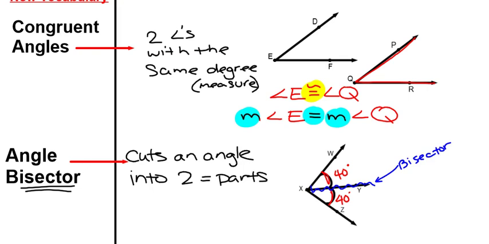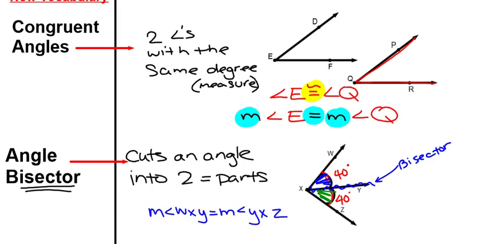So in this picture, I know that the measure of angle WXY is equal to the measure of angle YXZ. WXY is this guy on top. YXZ is this guy on bottom. They are equal to each other.